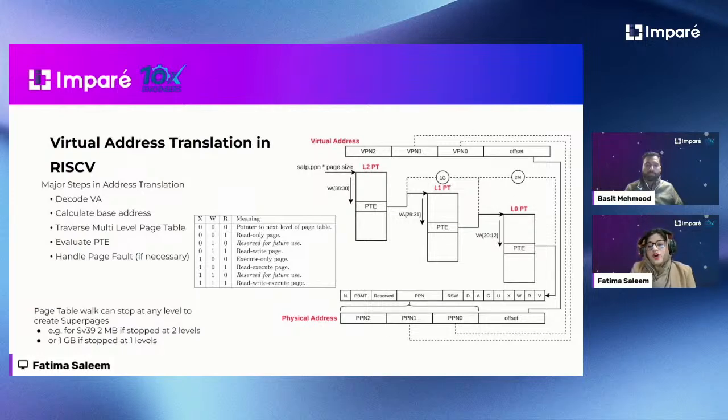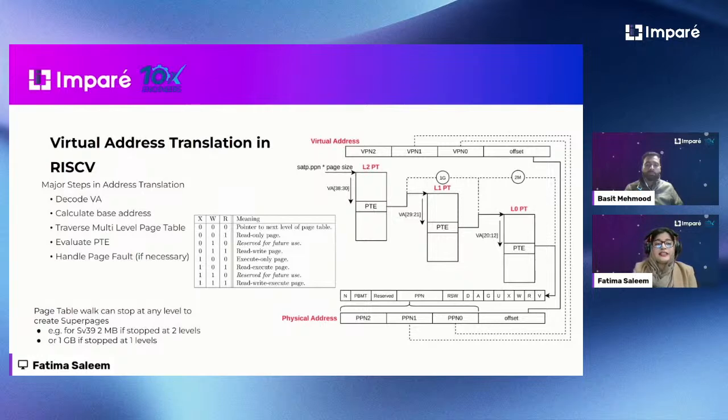And this could also happen at level 1. So at this level, if we find the leaf PTE, we'll have a 2 mega page. For these larger pages, RISC-V uses the terminology of super pages, and super pages must be aligned to a specific boundary. So a 1 giga page should be aligned to the 1 gig boundary, otherwise you'll get a page fault.